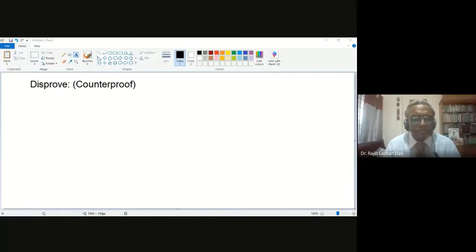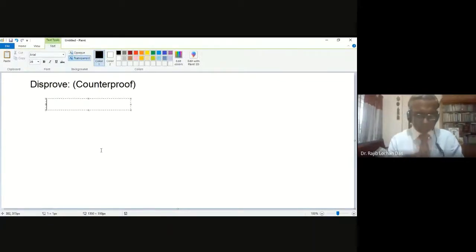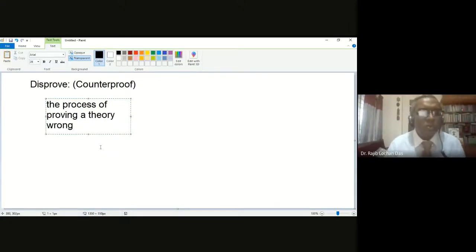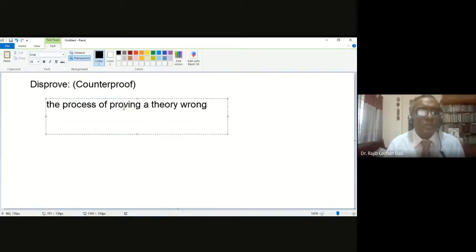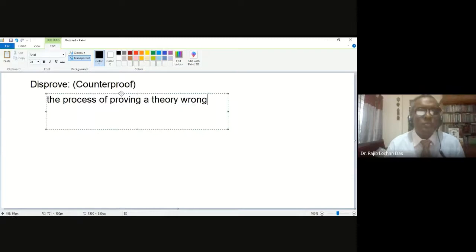The concept is counterproof, the same thing. Counterproof is a noun form word. So what is this actually? Sometimes we do the process of proving a theory wrong. This is called counterproof or disprove. That is, somehow you prove that a theory is wrong. Disprove is also proving a theory, but it is actually the process of proving a theory wrong.